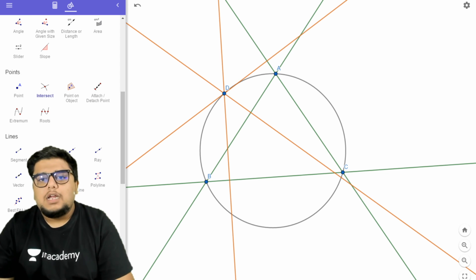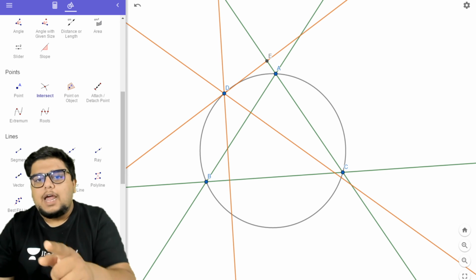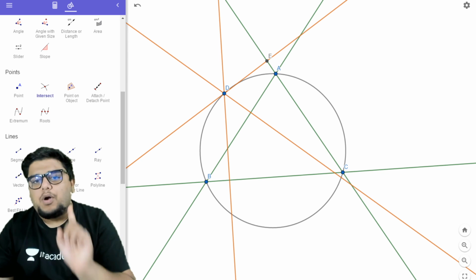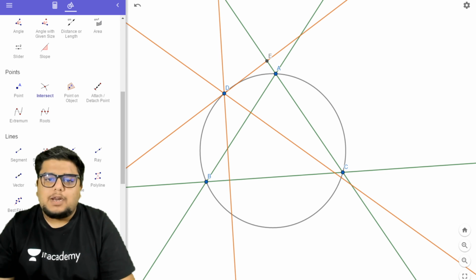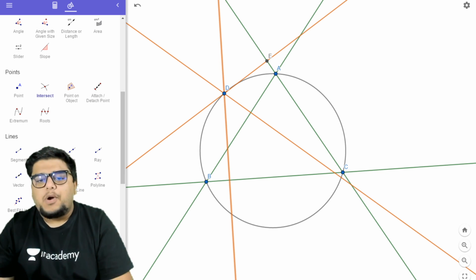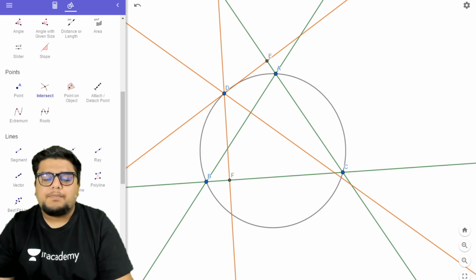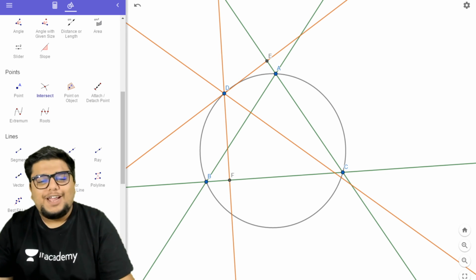So I'm going to select that. What I'm going to do is I'm going to select the line, the perpendicular line, and one of the sides. So let's take the side AC and I get the point E. E is the point of intersection of perpendicular with the side AC. Similarly, I'm going to take the perpendicular line and I'm going to find out the point of intersection with BC. So I get the point F.